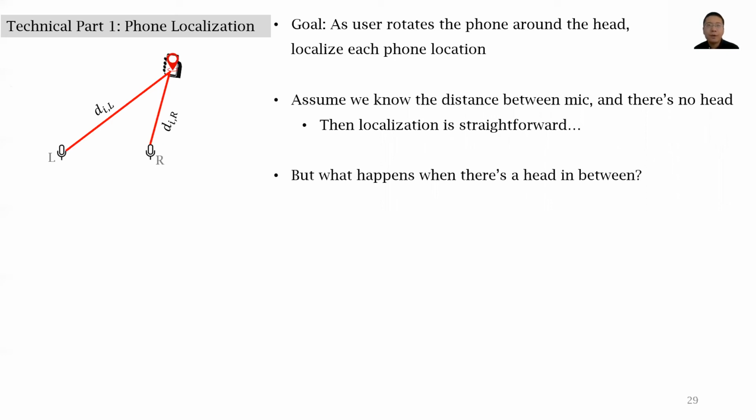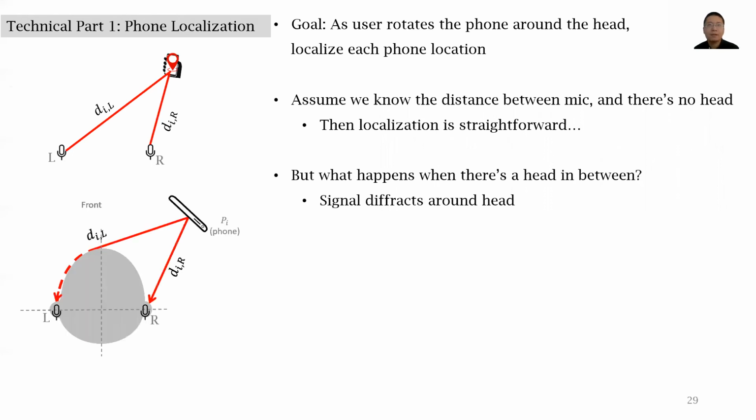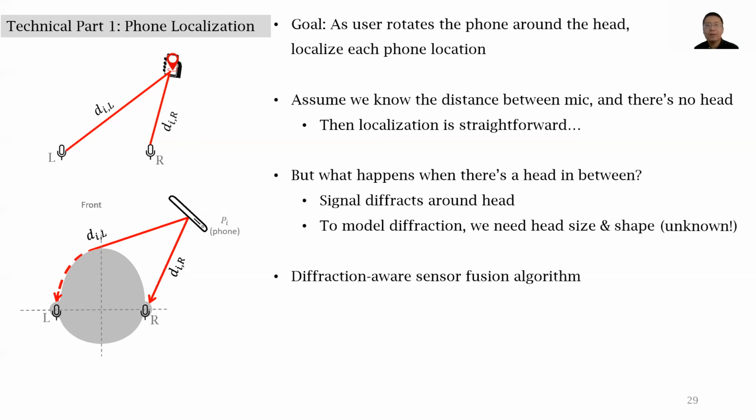But what if there is a head in between? Then the signal actually diffracts around the head instead of penetrating the head. So this means we need to model the diffraction to understand how the signal propagates. But to model the diffraction, we need head size and head shape, which we don't know for now. So what are we going to do?